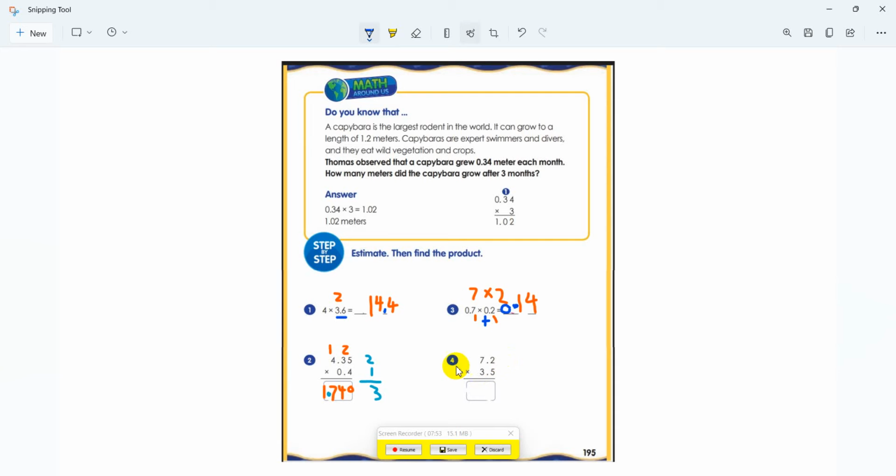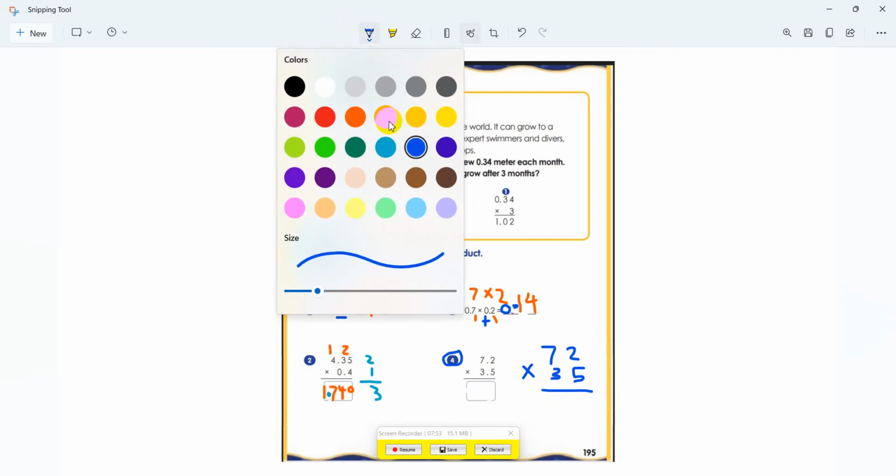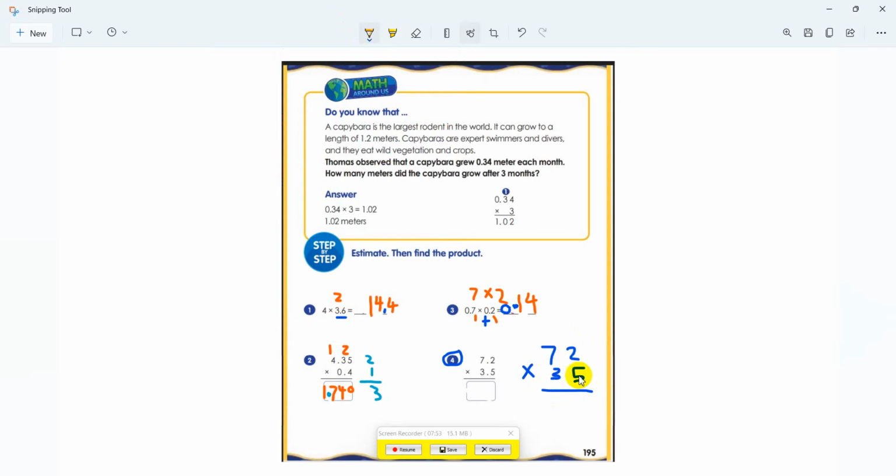Number 4 is left here. Number 4 is 7.2 multiplied by 3.5. We will multiply 72 multiplied by 35. Then we put the decimal point after we finish multiplying. Okay, let's start multiplying 72 by 35. From the beginning, 5 multiplied by 2 equals 10. 0 and carry up 1. Then 5 multiplied by 7, 35. 35 plus 1 equals 36.